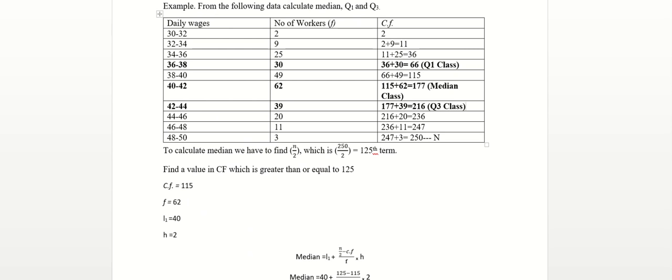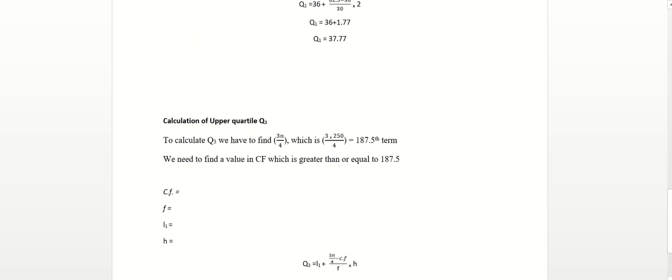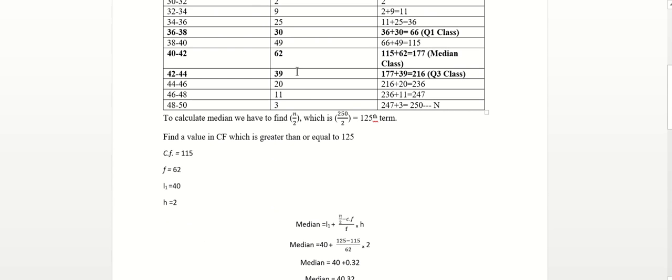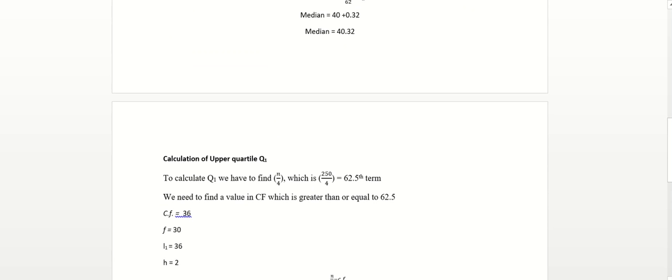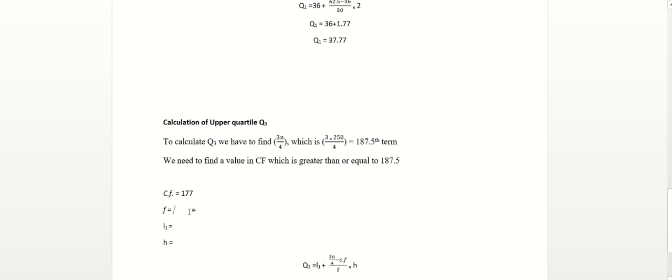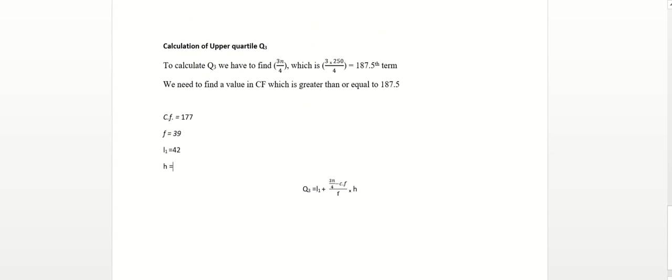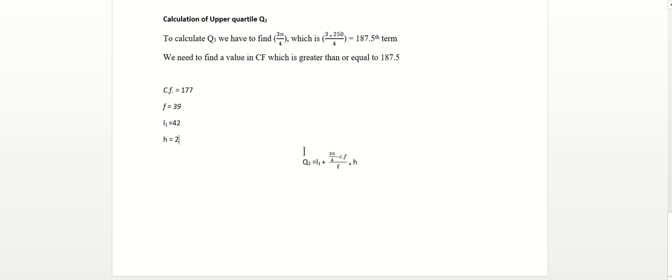So CF would be above the Q3 class, that is 177. Frequency we will take from the Q3 class, 39, and L1 is 42. 39 and 42, right? And H would be 2. Now we will put these values into the formula of Q3. So the only difference in the formula is 3n by 4 or n by 4 or n by 2. The rest of the formula is just as the median.